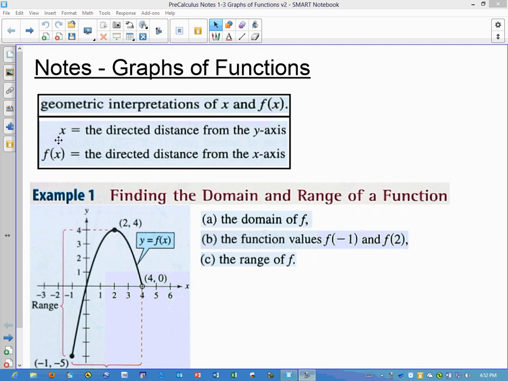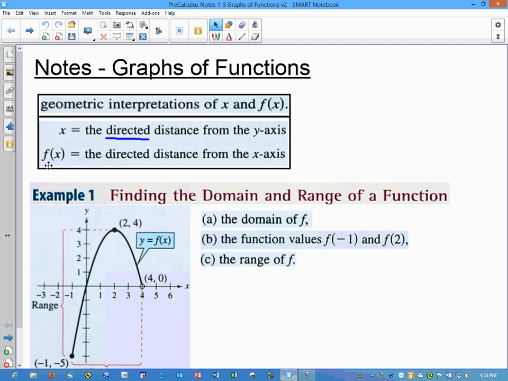Looking at the graphs, x is going to be the directed distance from the y-axis. Now, it's a very important word, directed. The directed distance means that it could be positive, it could be negative, it does have a directional component. So for example, since x is a horizontal idea, we think of left and right when we think of x, then along the x-axis, a positive 3 on the x-axis means it's 3 to the right from the origin, and a negative 3 distance in the x component means it's 3 to the left. So to the right is positive, to the left is negative.